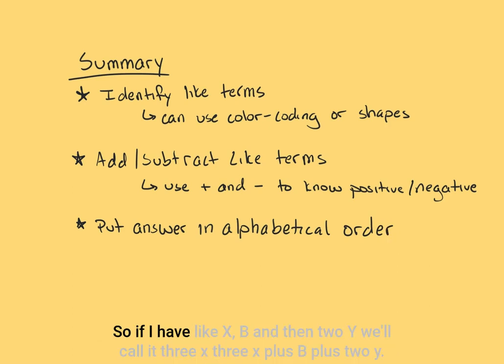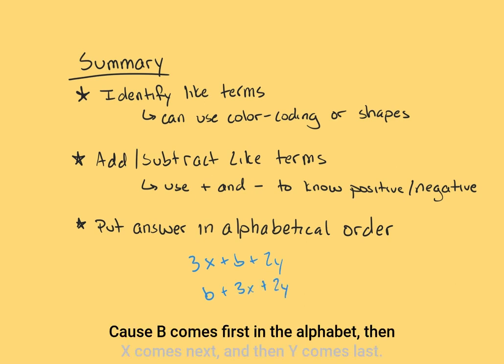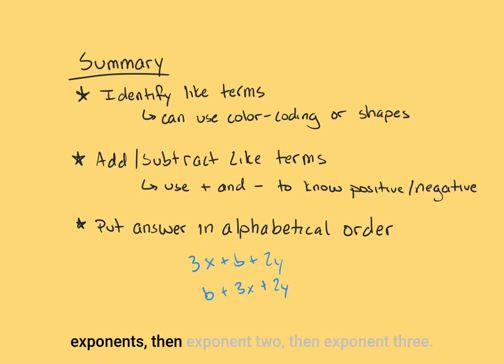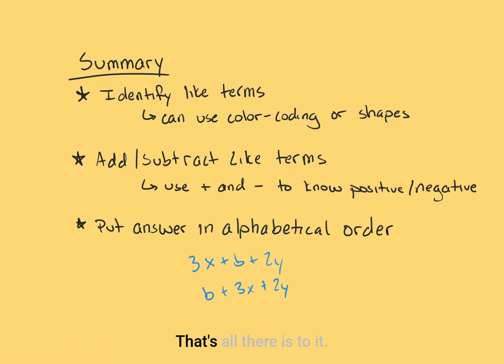So if I have like x, b, and then 2y, we'll call it 3x plus b plus 2y, I'm going to rewrite this so that b is first, then 3x, and then 2y, because B comes first in the alphabet, then X comes next, and then Y comes last. And then if we have different exponents, you put them in exponent order too. So you would go no exponents, then exponent 2, then exponent 3 after that, and you just kind of go in order. And that is how we combine like terms. That's all there is to it.